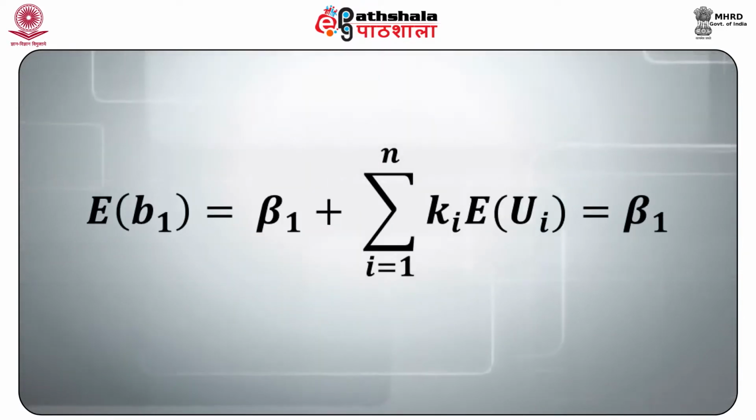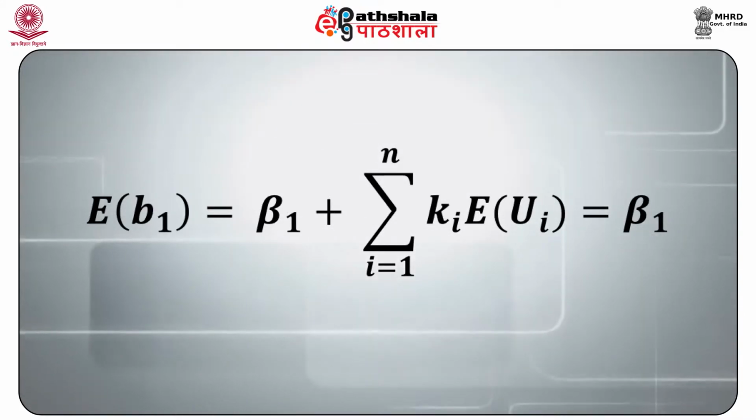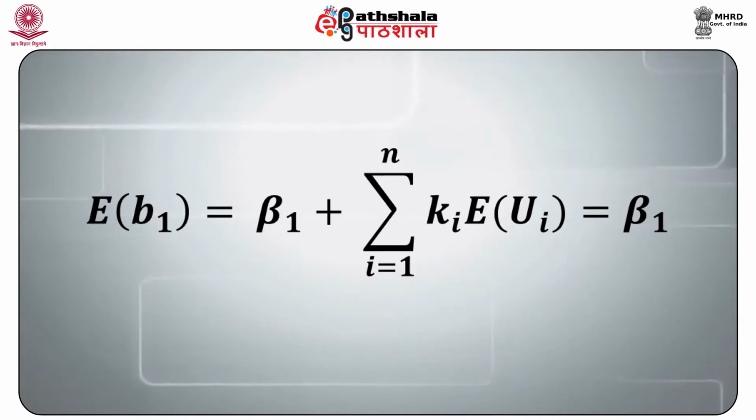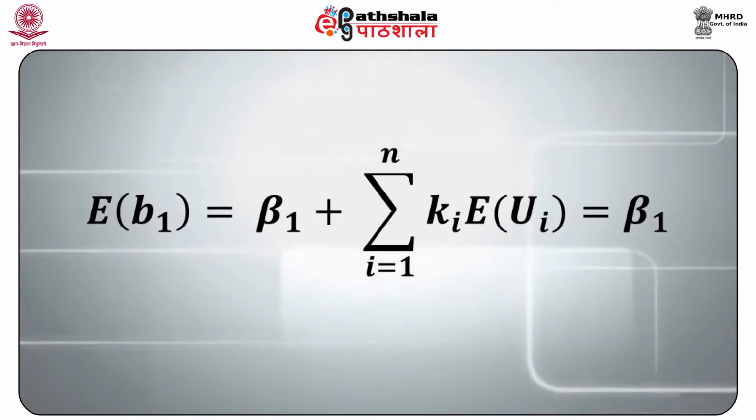The explanatory variables are assumed to be non-stochastic, so the ki's are also non-stochastic, because ki is a function of xi. Now if you take the expectation operator on both the sides, we will have expectation of B1 equal to beta 1 plus sigma ki into expectation of mu i, and this is all equal to beta 1 because expected value of mu i we have already proved earlier and assumed is equal to 0. Therefore, the OLS estimator B1 is an unbiased linear estimator of beta 1.